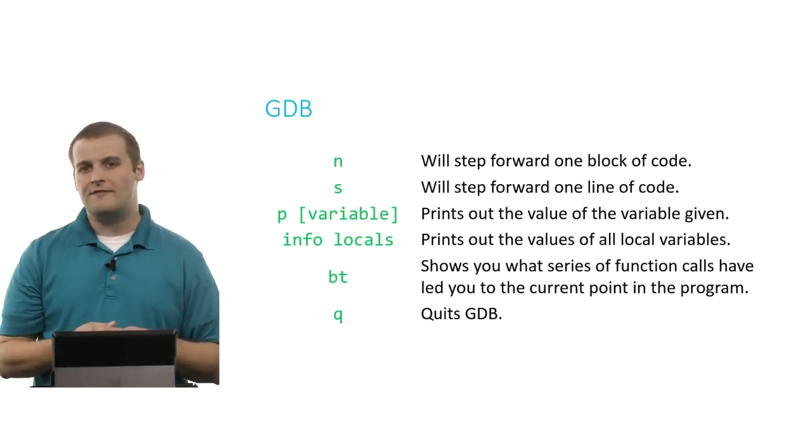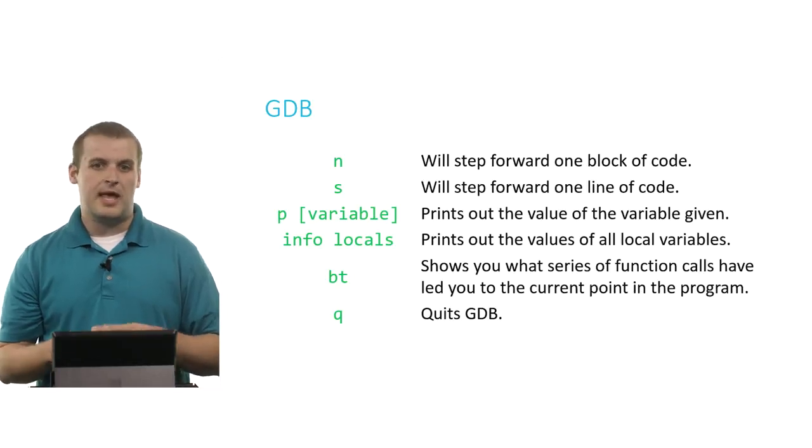If you ever want to know the value of a variable, you can type P, or print, and then the variable name, and that will print out to you inside of the GDB environment the name of the variable and the value of the variable that you've named.